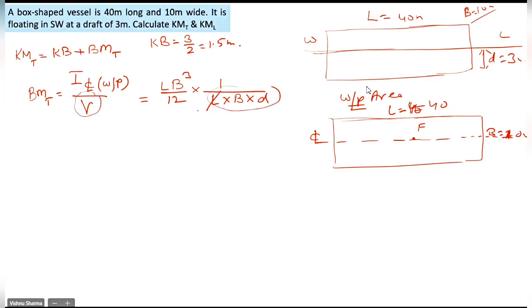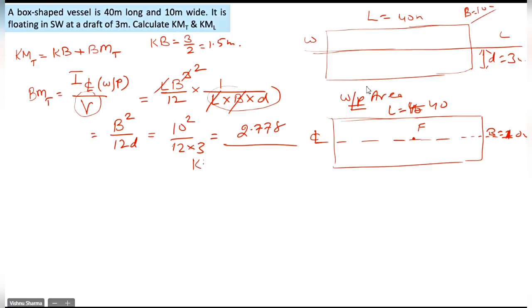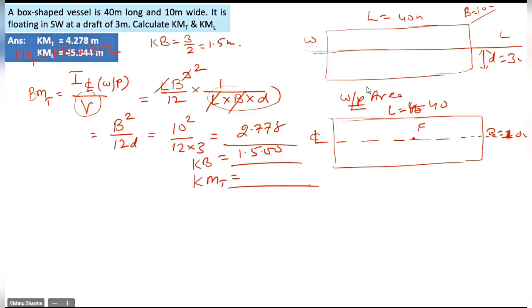So L gets cancelled with L. One B gets knocked off, leaving B squared, and you get B squared upon 12D. And what is B? 10 squared by 12 into 3, and you will get 2.778. To this we will add KB of 1.500, and that will become KMT. The answer for KMT is 4.278. Correct, beta? Yes, sir. 4.278.